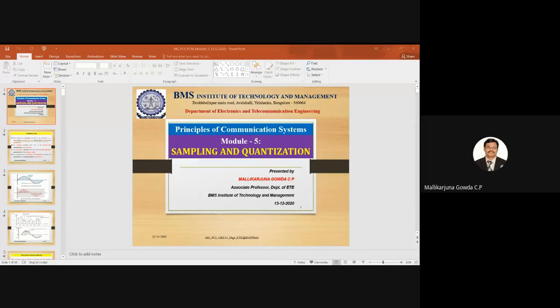Yes, sir. The message signal is given as input to the sample and hold circuit. What is the other input to the sample and hold circuit? One input is the message signal. Another input is the pulse generator. Yes, another input is pulses, right? Yes, sir, a train of pulses we are giving as input.